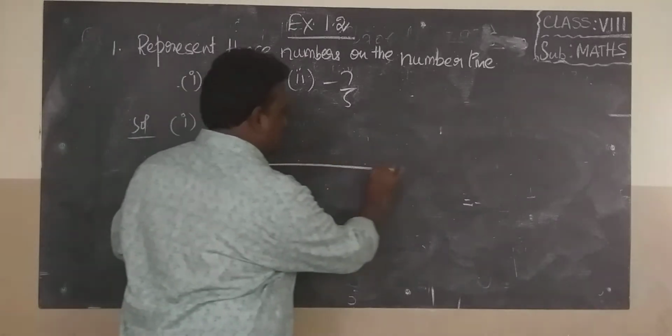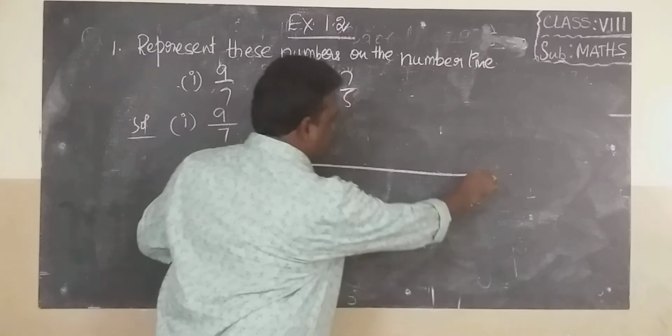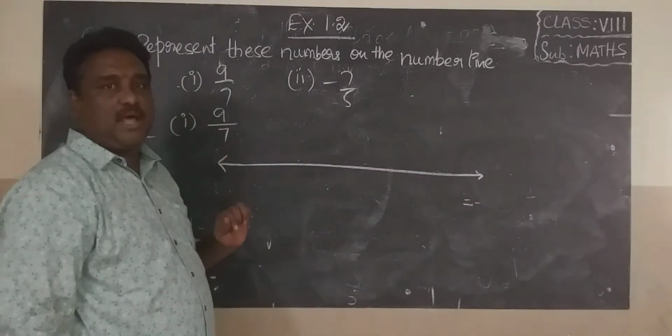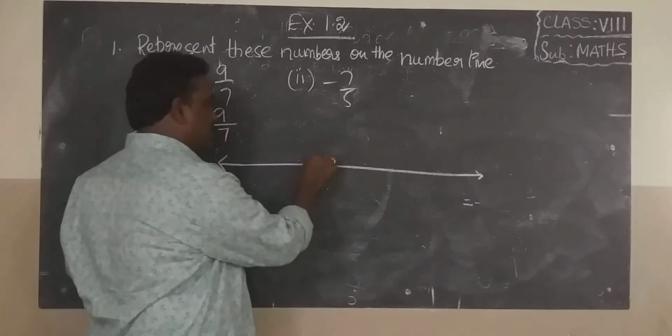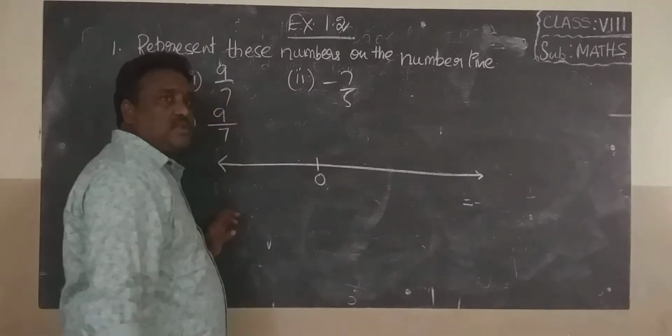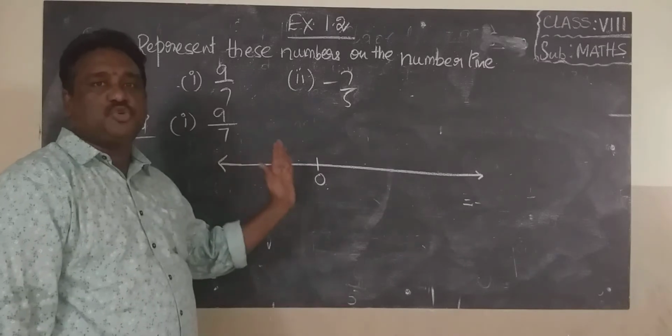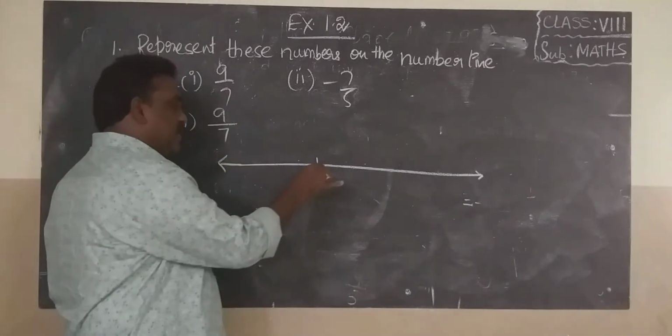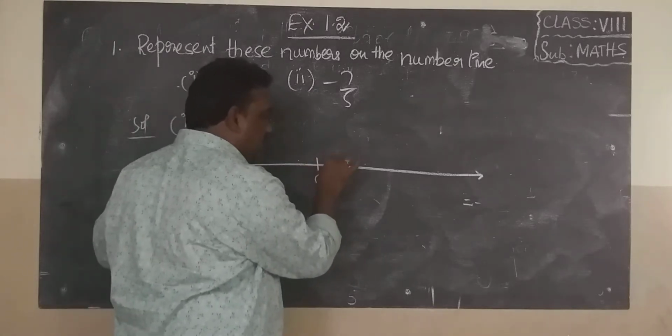Look at the board clearly to see how to get 9 by 7 on the number line. Generally the middle number is 0, you know it. Here you can take only 0 and the positive part of the number line. You can leave the negative part. So then, 9 equal parts.